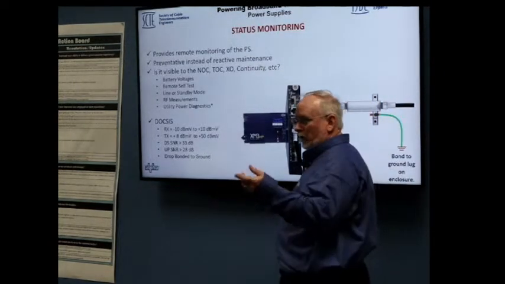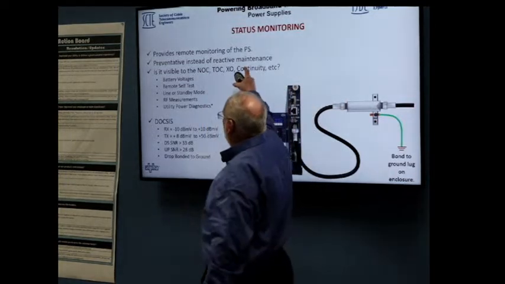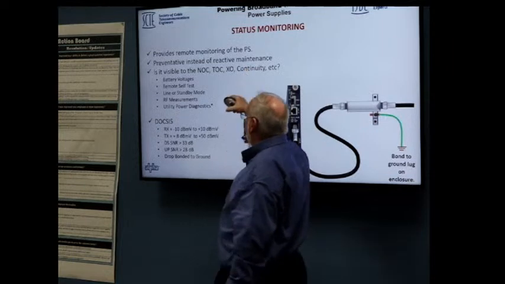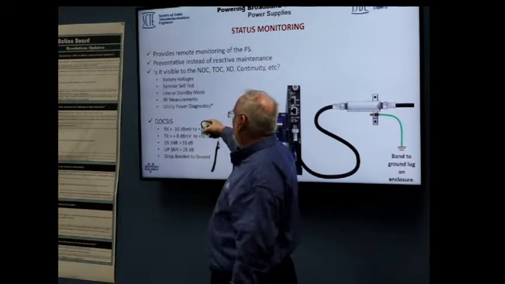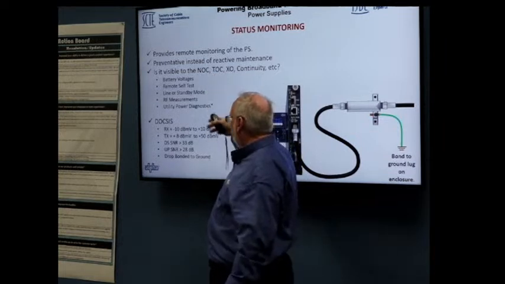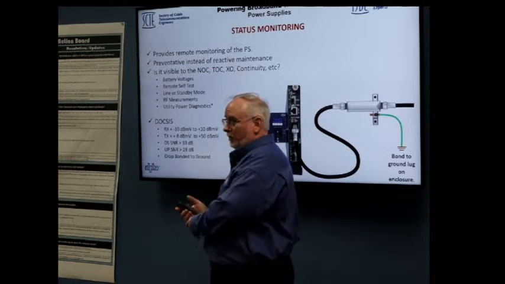And then status monitoring, again, that's part of what that card had on it. It provides remote monitoring, preventative maintenance. It's visible to the NOC, XSE, TOC, provides all of these different measurements, and then all of these different items are required for it to talk.